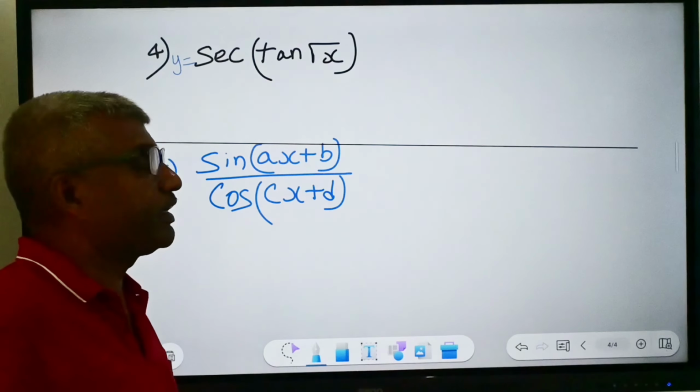Okay, now I am writing here 1 by 2 root x, then secant squared root x, then secant tan root x, then tan root x. Okay, good. Copy down.